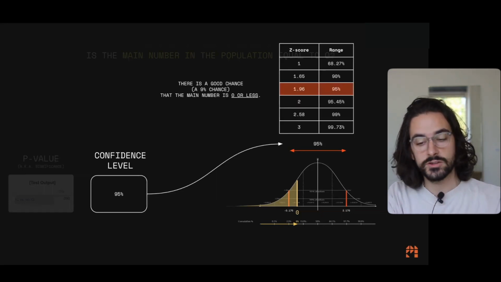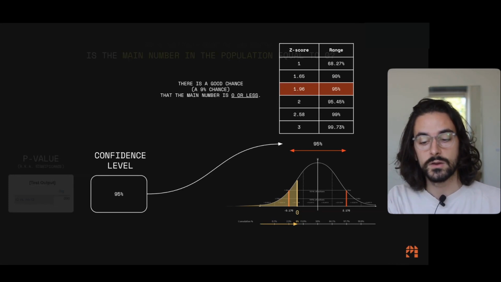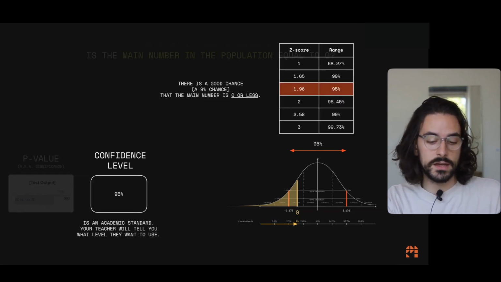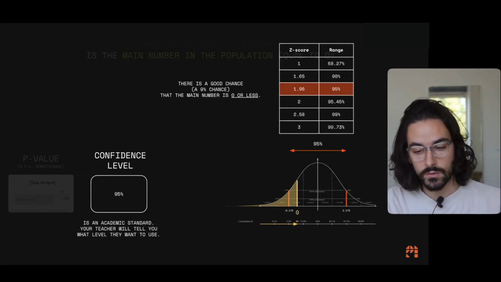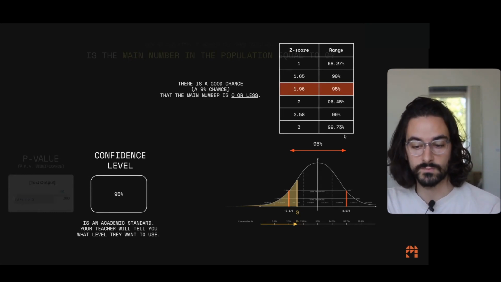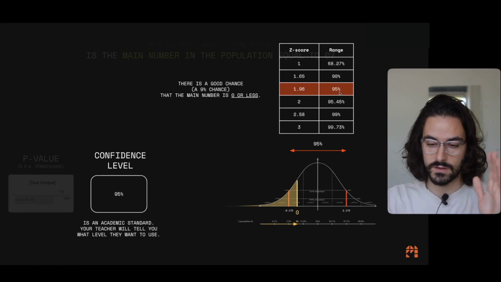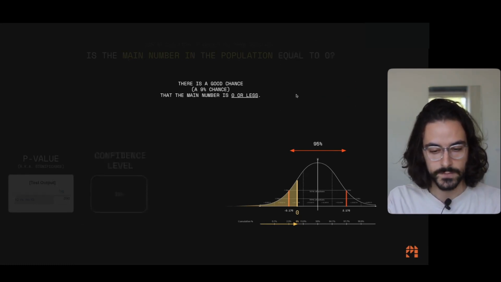Again, there are other ranges that you could find from that z-score table, right? It could be 90%, 95%, 99%. There's many things you can find. Now we're working with 95. It's an academic standard, so your teacher will tell you what level they want you to use. They're never going to leave it to you to choose which level to use. They're always going to say, use a 95 or use a 99 or use a 90%. So don't worry about that. Just know how to convert this confidence level, which is also known as the range that we're using, into a z-score so you can calculate the confidence interval like we did earlier.